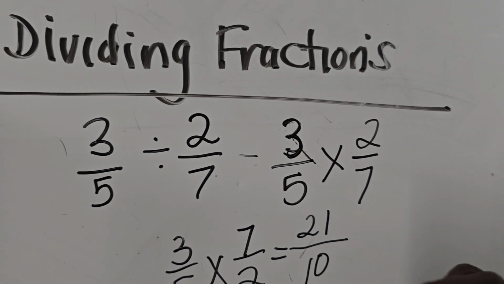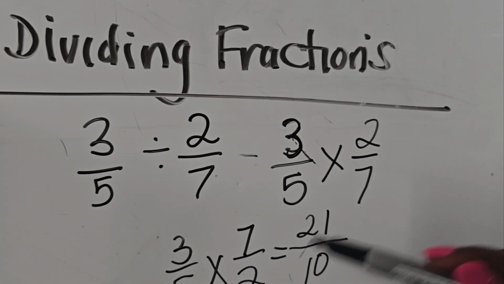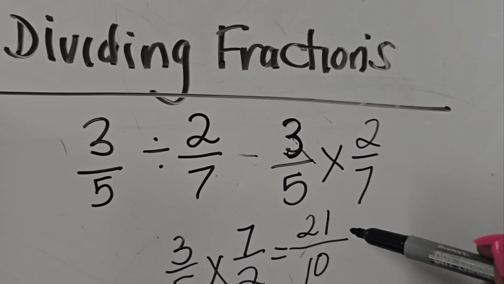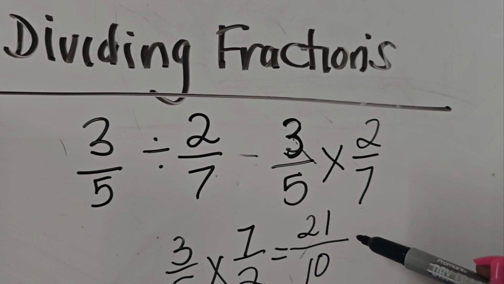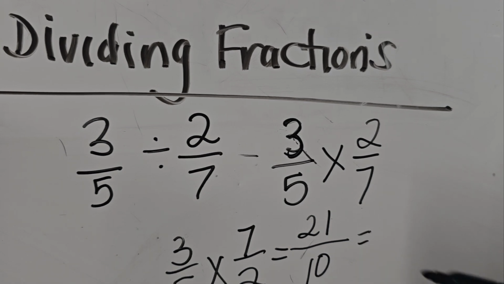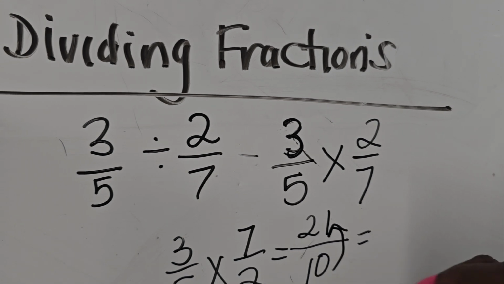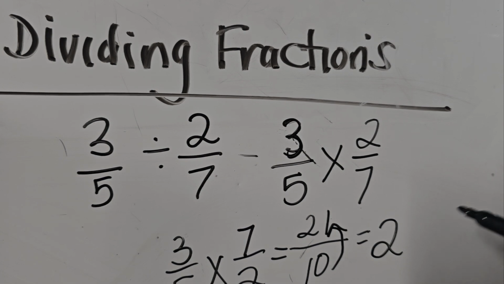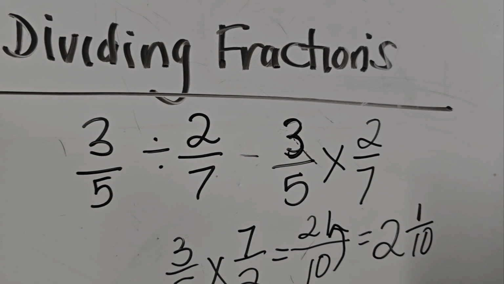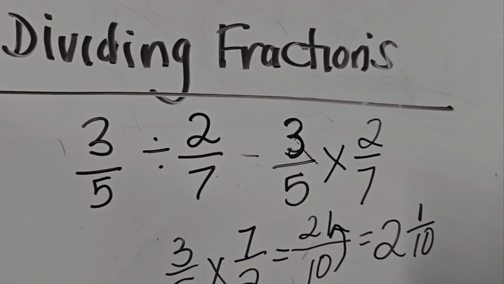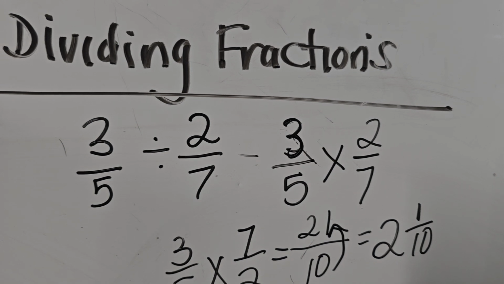Obviously, you may not want to leave your fraction improper, meaning the numerator is greater than the denominator. You can reduce it. How do you reduce? You just divide up. 10 goes into 21 two times, right? 10 and there's 1 left over, 10. So your real and truest answer is 2 1/10. And that's pretty much how you divide fractions.